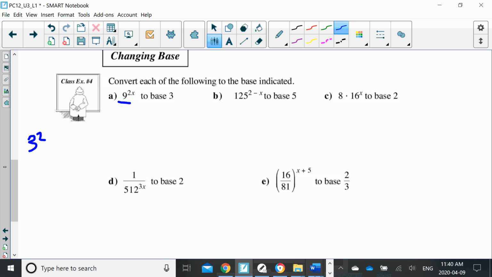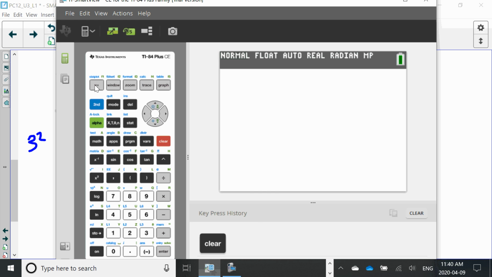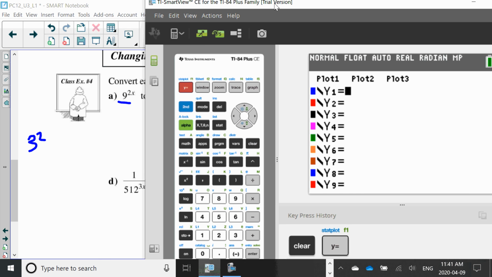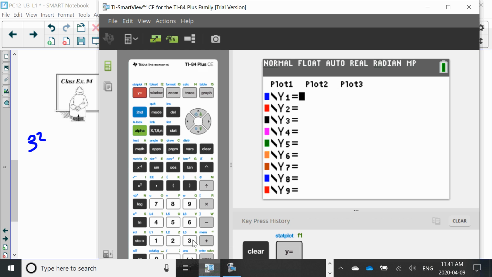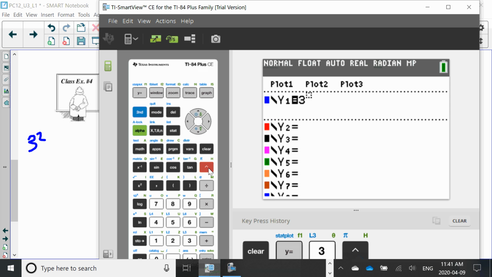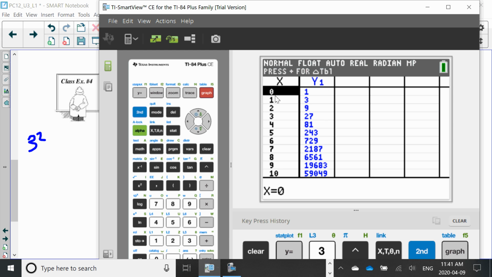The trick on your calculator is to take out your calculator and go to y equals, and type in whatever base it is they want. So they want base 3, right? So I'm going to type in 3 to the power of x. From here, go to second function table, and how you would read this is as follows. 3 to the power of 1 is 3. 3 to the power of 2 is 9. 3 to the power of 5 is 243.